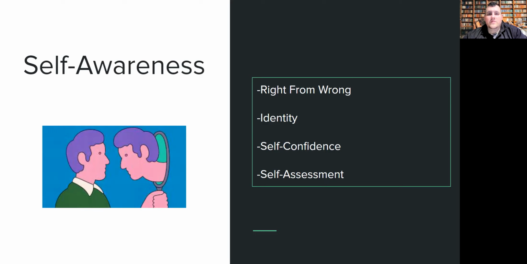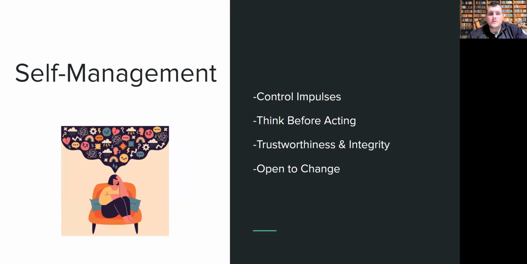And then the ability to self-assess, to really look at oneself and determine what they lack and where they need the most help, can greatly benefit one's learning environment and their ability to seek answers and assistance when they're really struggling with a subject.